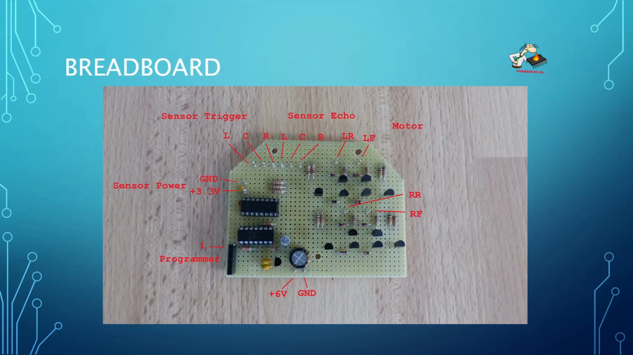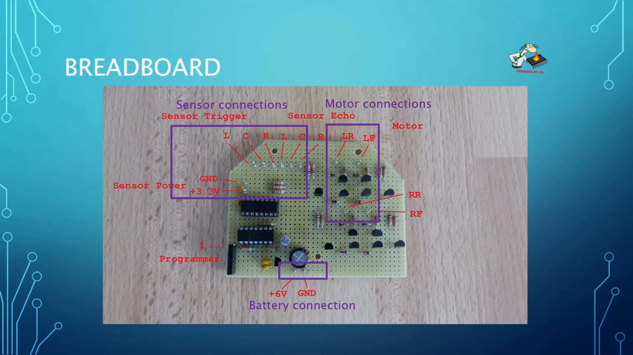So I built this electronics on a breadboard, which fits nicely on this whole chassis. And you can see all the connections. So you have the battery connections, you have the connections for the sensor, so the trigger pulses, the echo and the power, and you have the motor connections.